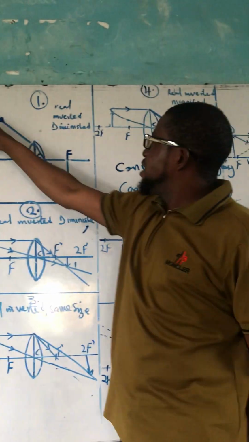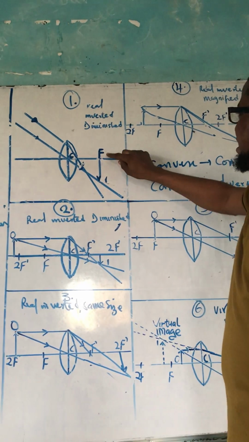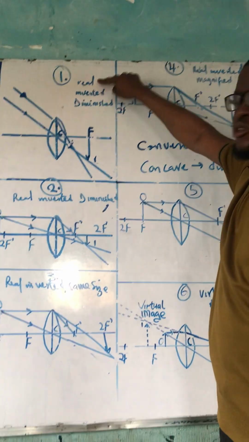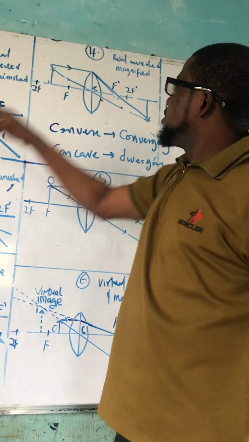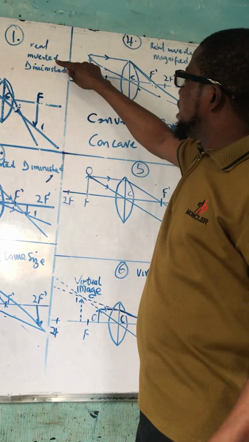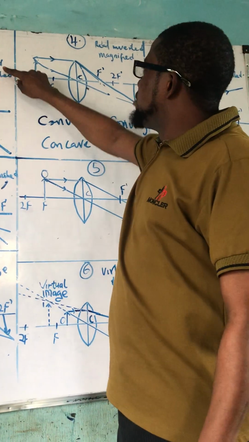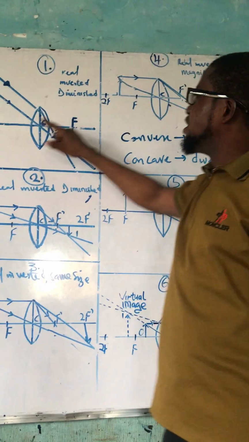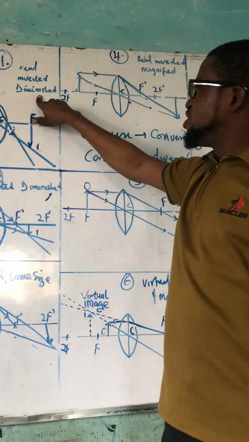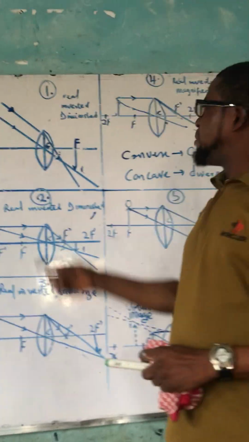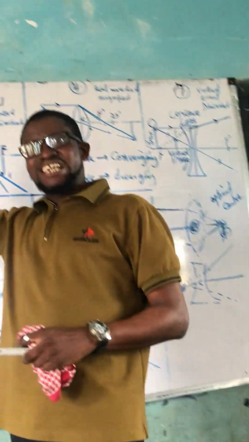Diminished. Meaning the image must be smaller than the object. So the object is at infinity, the image is at the principal focus, and the characteristic of such an image is that it must be real, an image we can catch. It must be what? Inverted, meaning moving in an opposite direction to the object, and it must be what? Diminished. The image must be smaller than the object. So the first position of an object by a convex lens is when the object is at infinity.